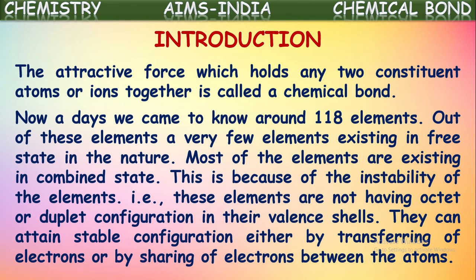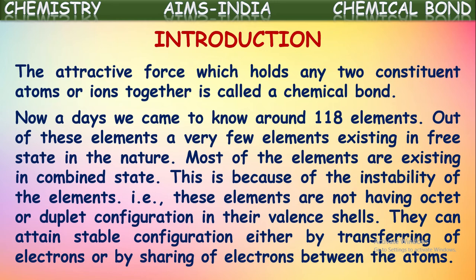Nowadays, we know around 118 elements, isn't it? Yes, our scientists have discovered so far around 118 elements. Out of these elements, very few exist in the free state in nature. Most of the elements exist in the combined state, and only very few exist in the free state.